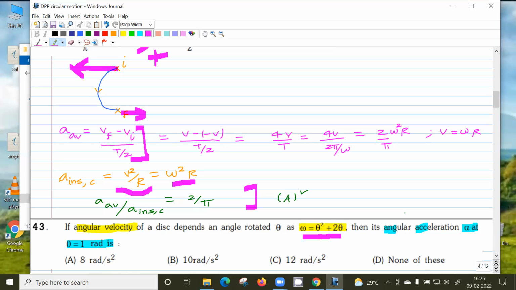Got the answer? No, sir. See, omega is d theta by dt. When you do d omega by dt, it becomes 2 theta d theta by dt plus 2, right? And d theta by dt is the same as omega. And omega at theta equal to 1 is 1 plus 2, 3. And theta is also 1. So everything is known. Differentiate this with respect to theta. So it will become 2 theta d theta by dt plus 2. And d theta by dt is same as omega. So omega at theta equal to 1 you can find from this one. Use all those values, you'll get the answer.